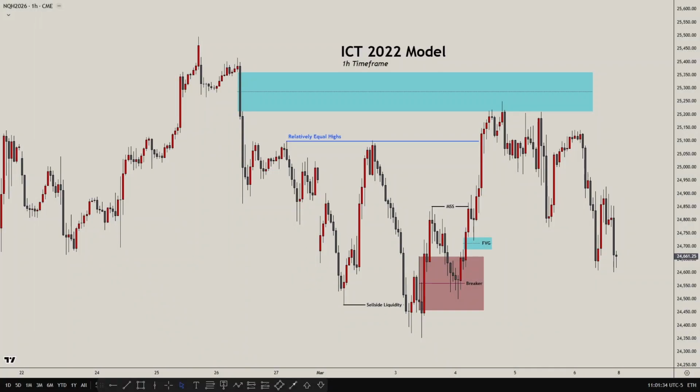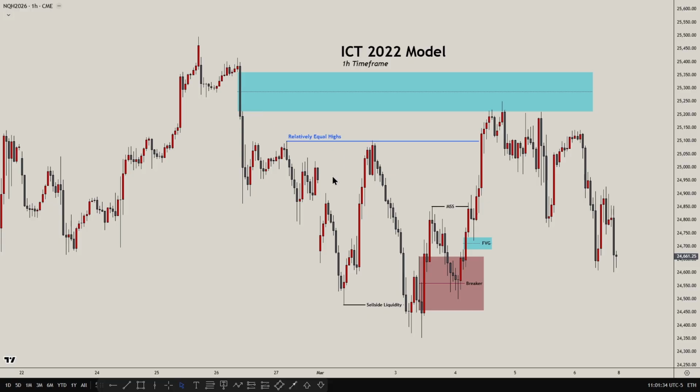This is an example of the ICT 2022 model. It's where you have a liquidity pool, you sweep out an opposing liquidity pool, reverse, show some strength to the upside, where we see a market structure shift, a fair value gap, and eventually the fair value gap provides a rally into the opposing liquidity, and then maybe even some targets above that level.